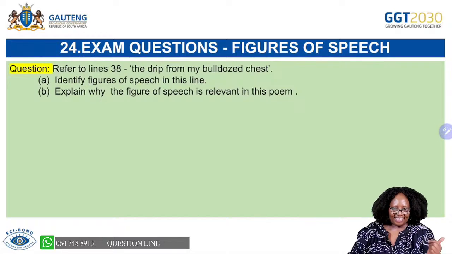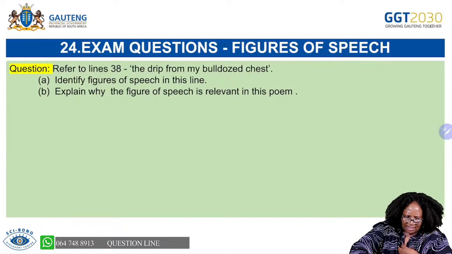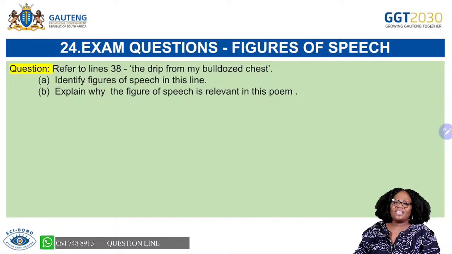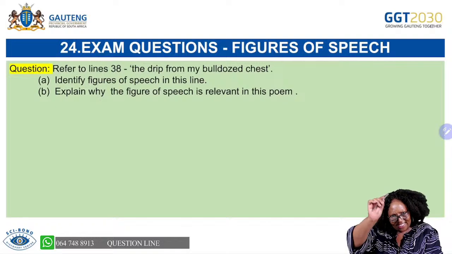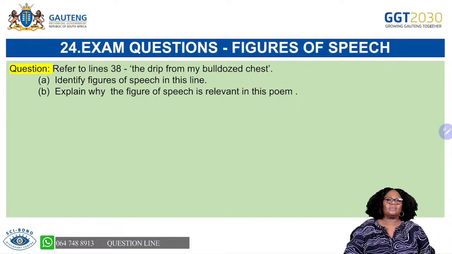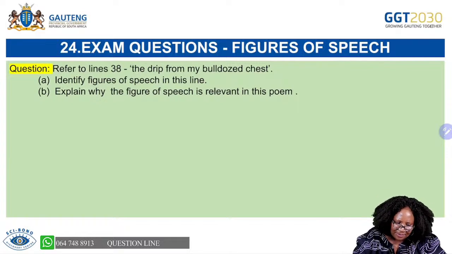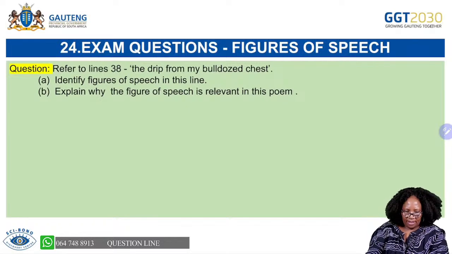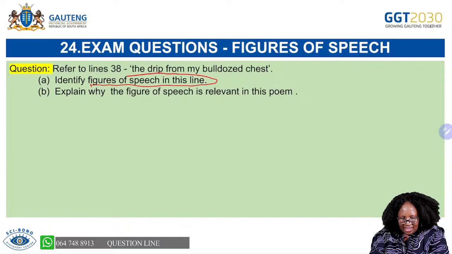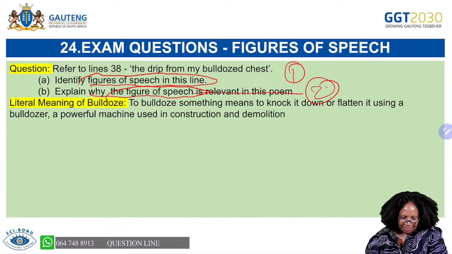Let's look at line 18. "The drip. Hospital. From my bulldozed chest." Identify the figure of speech in this line. Can you see the transition from the warning, from the cautionary, what life is, but now it's the drip from my bulldozed chest. Identify the figure of speech in this line. That's the A part. Number 2, why the figure of speech is relevant in this poem. The first part is 1 mark. The second part would be 2 marks.